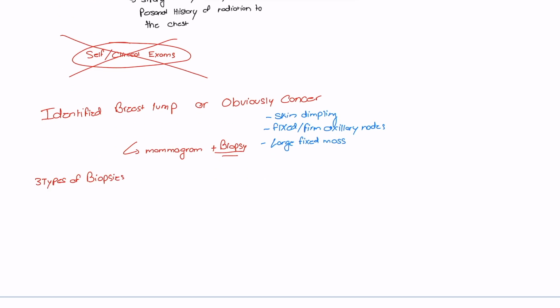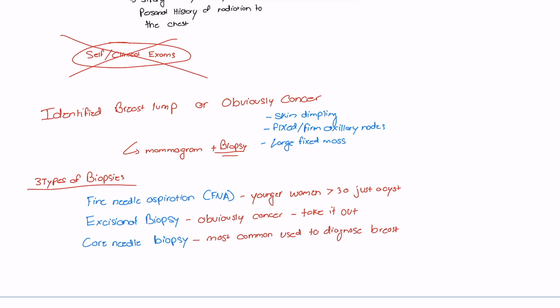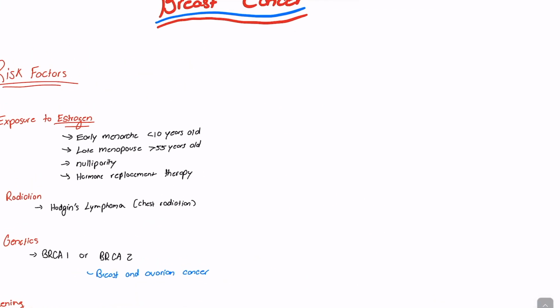There are 3 types of biopsies that can be performed: fine needle aspiration, excisional biopsy, and core needle biopsy. Fine needle aspiration is for younger women, less than 30 years old, where you feel confident it's just a cyst. An excisional biopsy is a choice when it's obviously cancer, and you just need to take the whole thing out. Lastly, the core needle biopsy is the most common biopsy used to diagnose breast cancer. It takes a larger piece of tissue and allows for a lot of stains to be done, and at the same time, it's breast conserving.